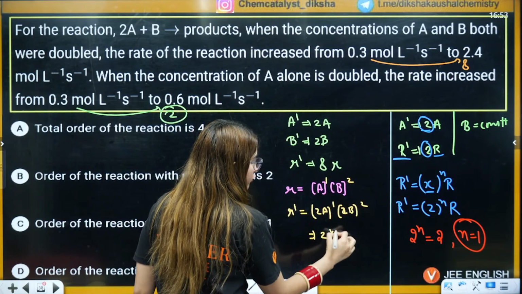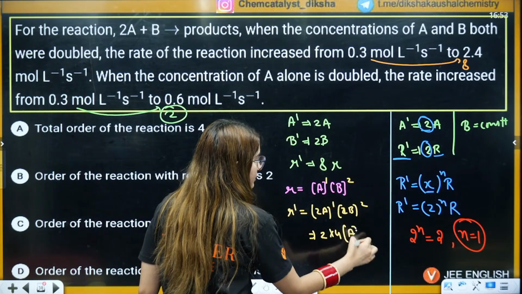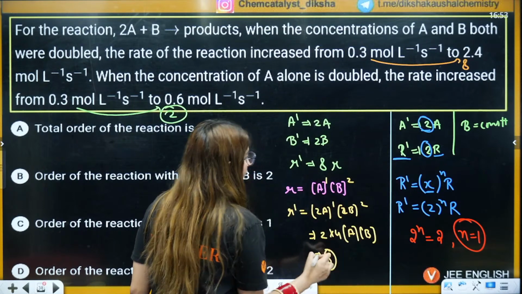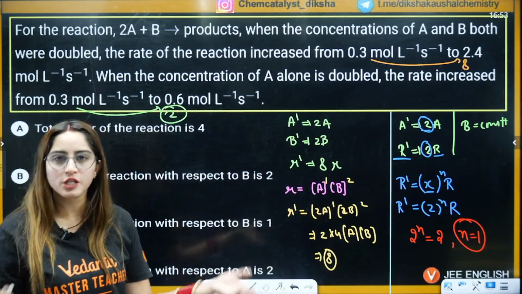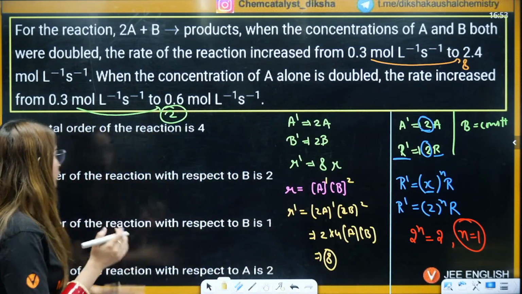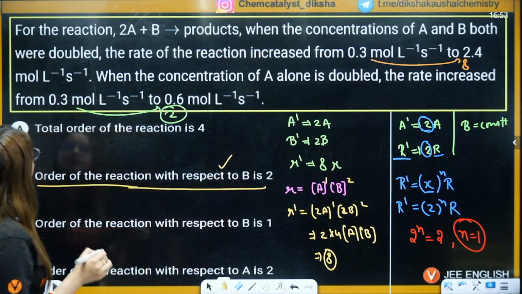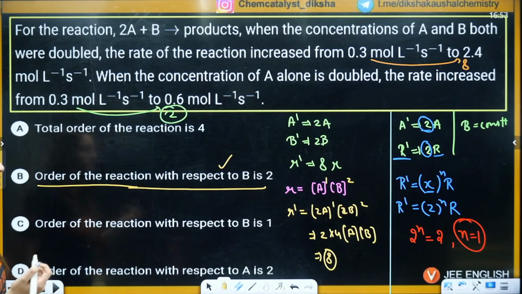In that case, this will be 2 into 2, 4, and this will be A, this will be B. So that will be 8 times. That means that is true, so with respect to B it is going to be 2. So we can say the order of reaction with respect to B is 2. That is correct. Total order of reaction is 3.